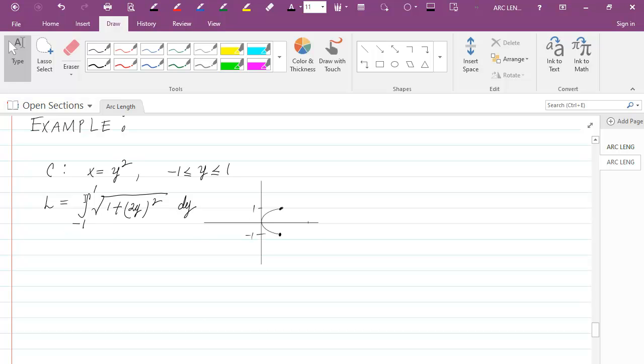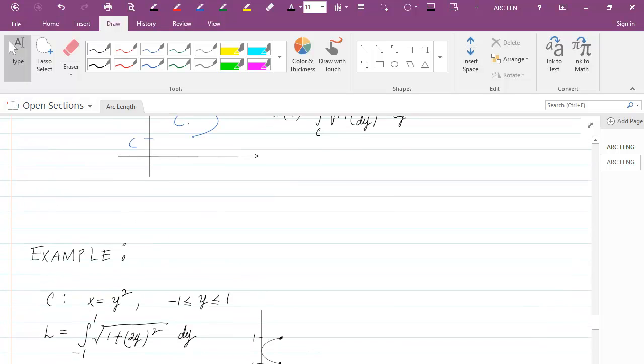And according to the formula that we have just looked at, the length would be the integral from -1 to 1 of the square root of 1 plus dx dy. So dx dy, the derivative of x with respect to y, would be 2y, and square that, so we get root of 1 plus 4y squared dy. And so the length would be given by this integral, and then one can evaluate this integral to find the length.